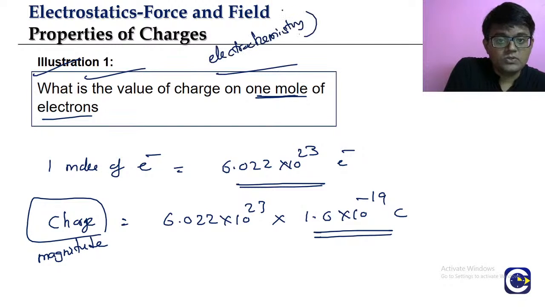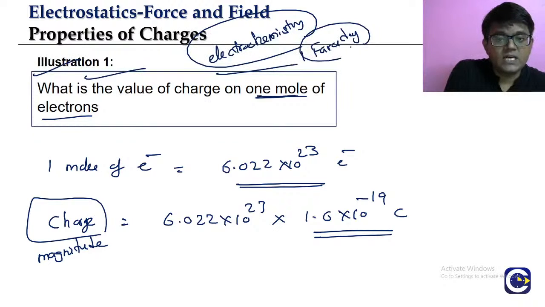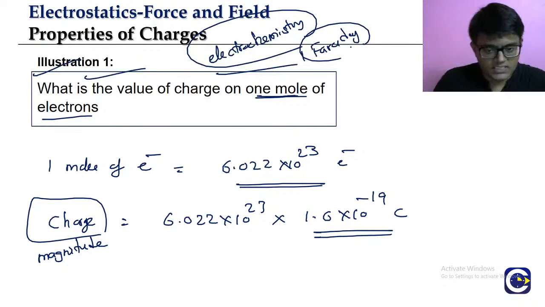Do you know what it is called? 1 Faraday and so on. What is 1 Faraday? Charge on 1 mole of electrons. Actually the coulomb is a large unit of charge. Look at the charge on the electron. What is it? 1.6 into 10 power minus 19 coulombs. So it's a very small amount of charge. Coulomb is a larger amount of charge that we'll use when solving common problems.